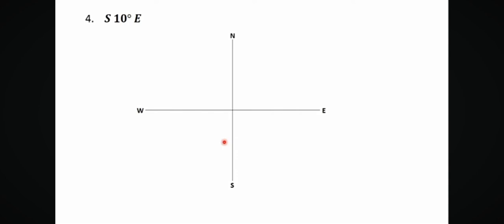Let's consider the last example. We have south 10 degrees east. So this one also means that we are beginning from the south and we are moving towards the east. So we'll be moving in this direction, from the south towards the east. And we are supposed to turn 10 degrees. So from the south, we turn 10 degrees.